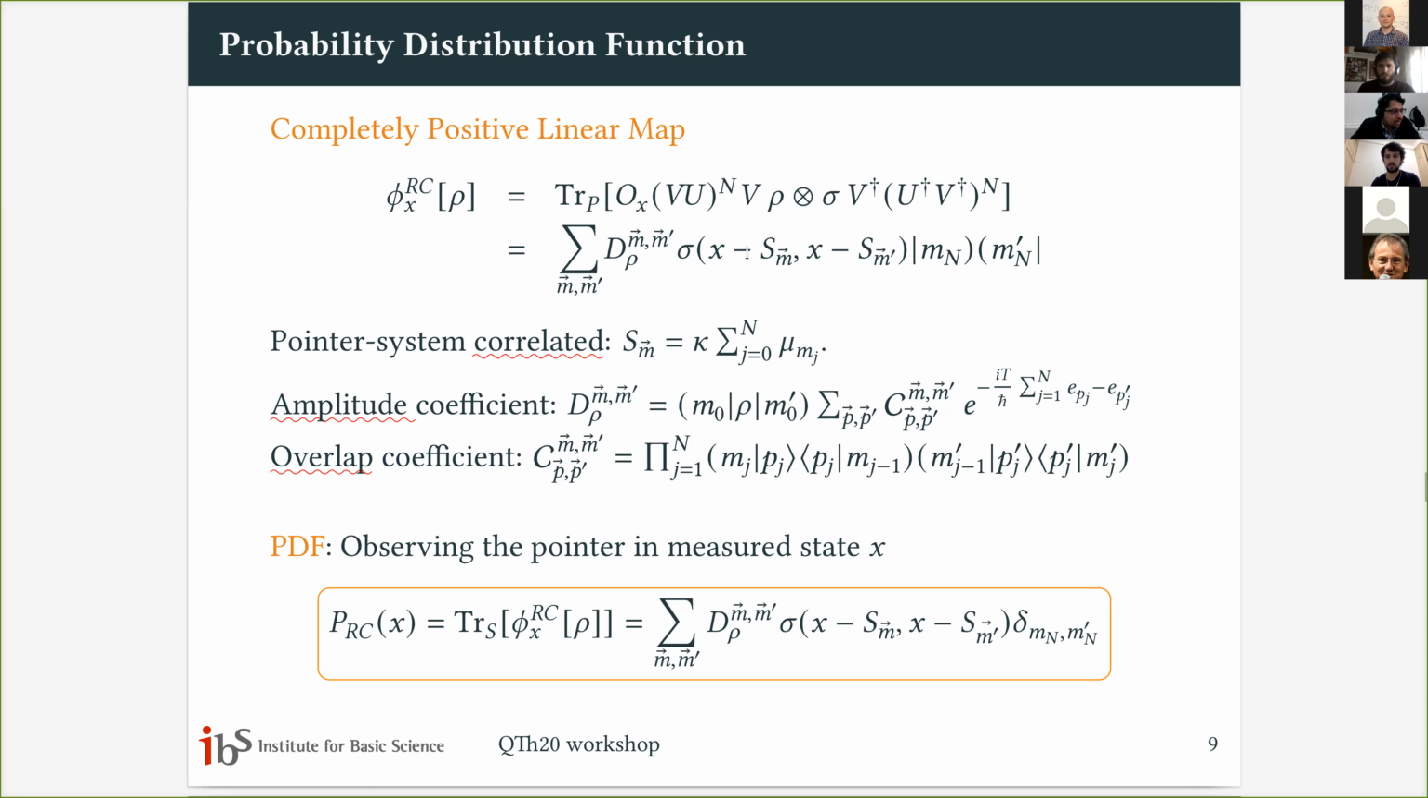More importantly, the variance of this Gaussian remains the same as the initial variance. Okay? So it does not change. There's only a shift in the Gaussian, but the spread of the Gaussian does not change. So the pointer does not lose its precision. And once you have this, you can calculate the probability distribution function of observing the pointer in the state X, which is nothing but tracing over the system of this completely positive linear map. And this gives you the final probability distribution, which again, naturally would be shifted by the sum.